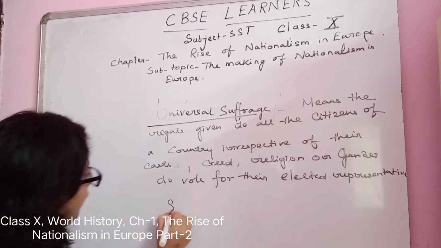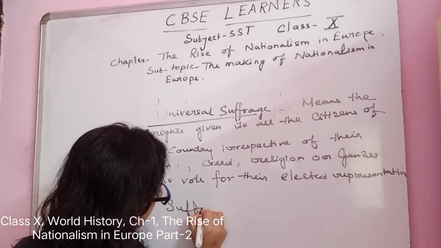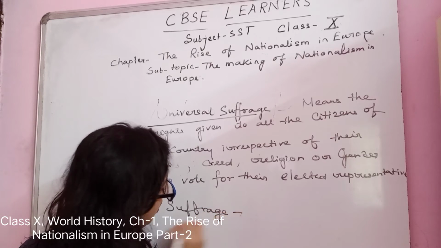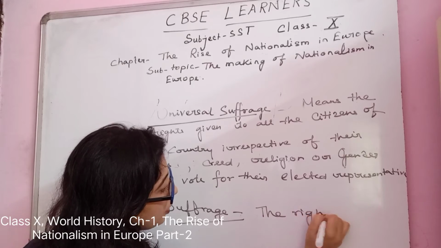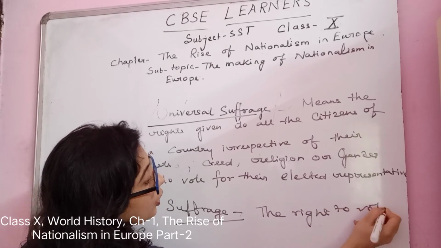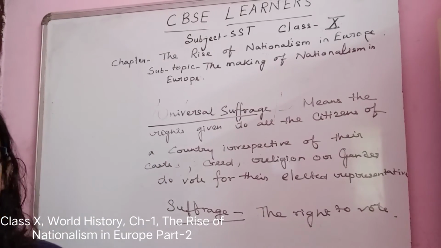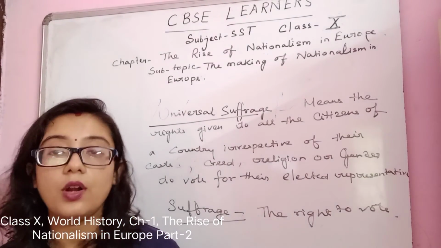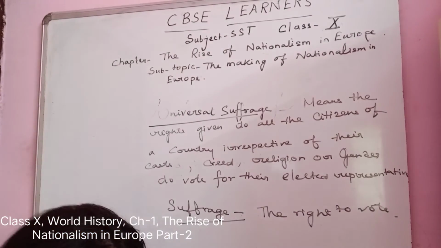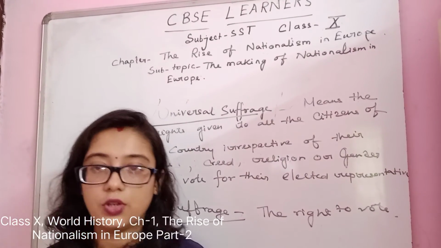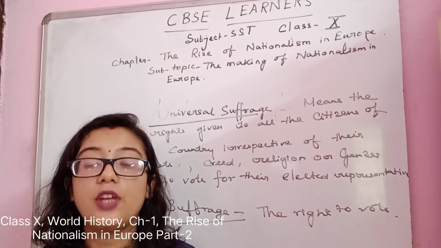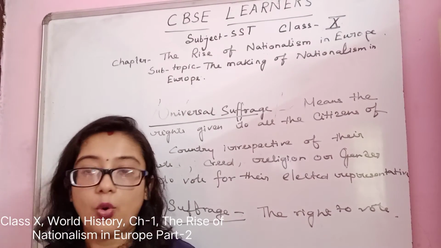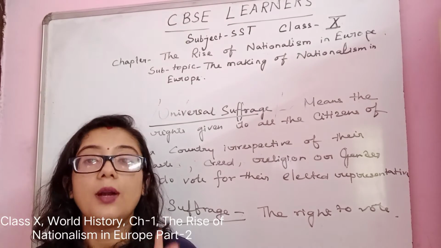Okay, but suffrage is the only voting right. Suffrage means the right to vote. Though they got suffrage, though they got the right to vote, they didn't get universal suffrage. Only the rich people who have land and wealth could vote. Only the male candidates, only those who are male.